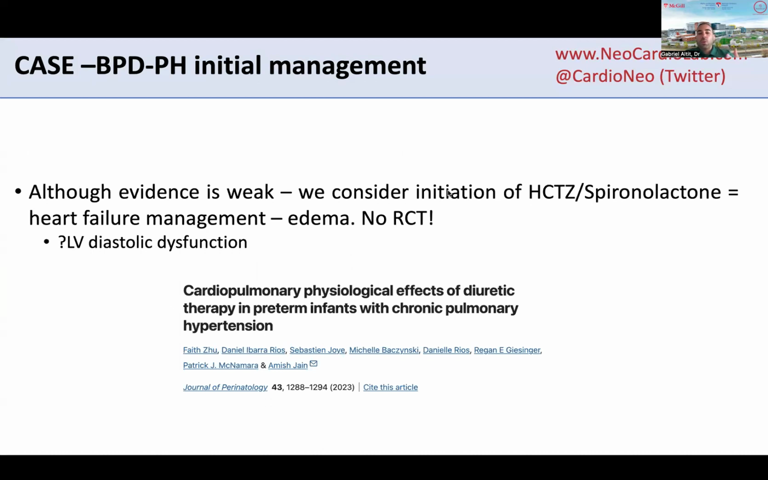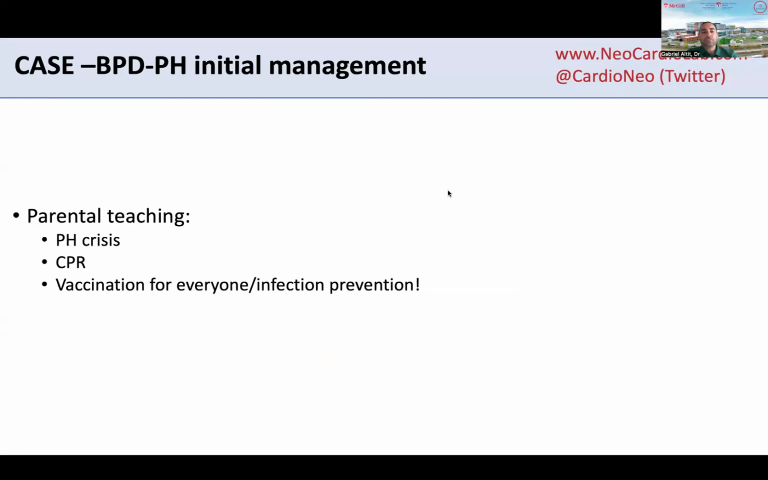Locally, although the evidence is quite weak, we do start a trial of 2 weeks of hydrochlorothiazide and spironolactone because there's some evidence that it may impact the pulmonary vascular resistance profile of these patients, and also helps unload a bit of the RV and may also improve the afterload of the left ventricle, which may improve diastolic filling pressures.